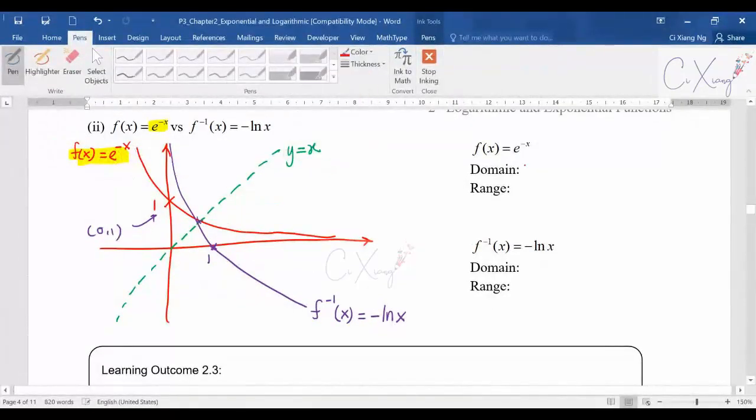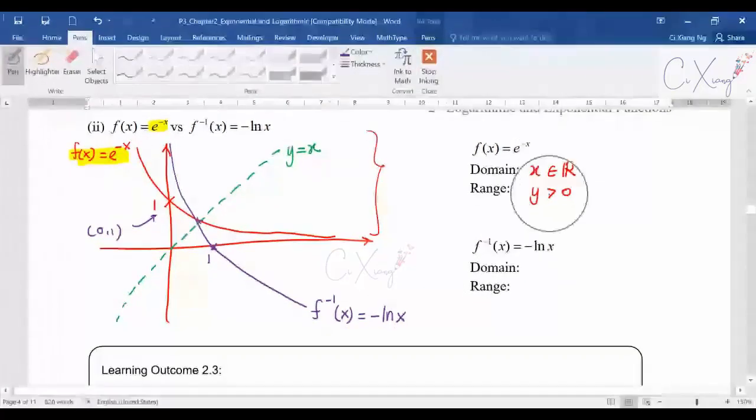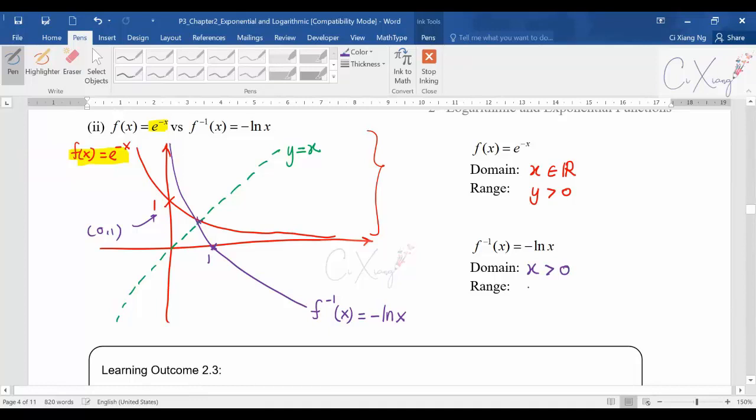Okay, then the same thing happens. What is the domain here? If you have a look at the red color graph, the domain is x can be any real number. And then the range, if you look at it, you will see that the whole graph is above the x-axis. Therefore, the range will be y greater than 0. Same thing happens for the inverse function. If you are looking for the domain of the inverse function, you can copy the range of the original function. So the domain for the inverse function will be x greater than 0. And then for the range, y can be any real number.